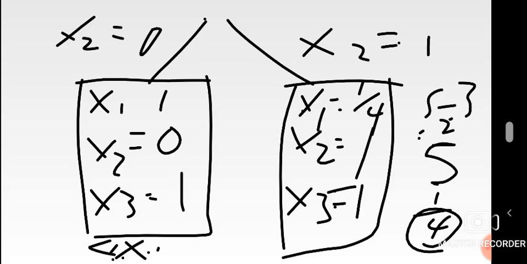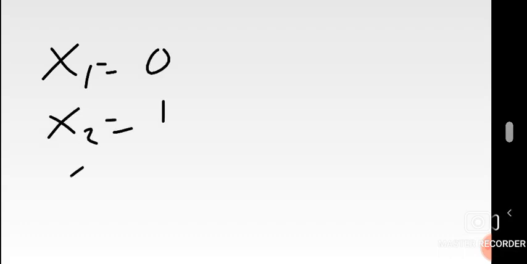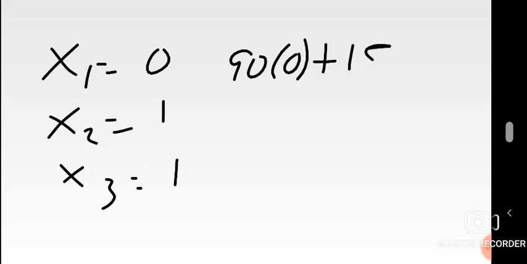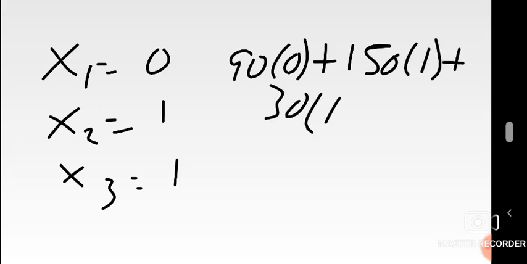So I want to erase this, and I hope you've been following. We had the first branch which came out as x1 was 0, x2 was 1, and x3 was 1. Initially, before we even reached the end, we had this branch. Test its z. Well, the objective was 90 x1, so it's 90 times 0 plus 150 times 1, plus 30 by 1. What does this give you? 180 for your z.